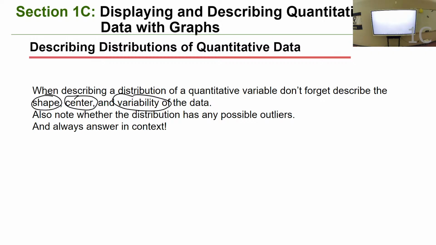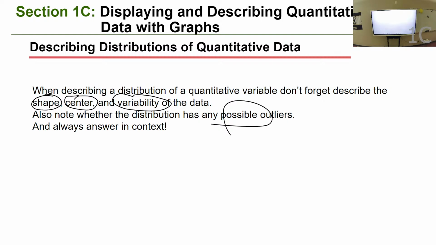These are things you got to talk about. You got to talk about four things. You got to talk about the shape. You got to talk about the center. You got to talk about the spread or the variability. And then you got to have it in context. And then you also have to talk about anything that looks weird. Outliers, gaps, clusters, anything that looks weird. You just got to talk about it. How do I know if it looks weird? It's going to be obvious. If it's not obvious, then you don't talk about it.